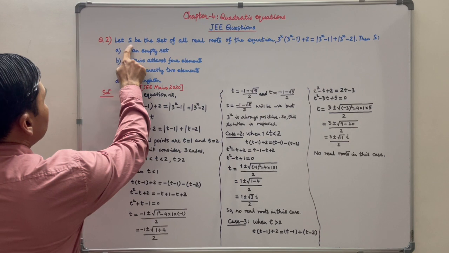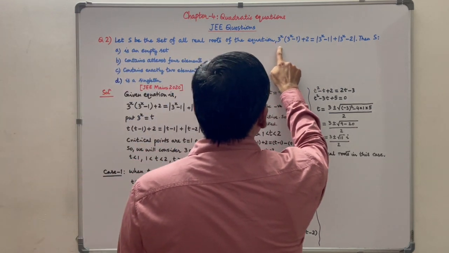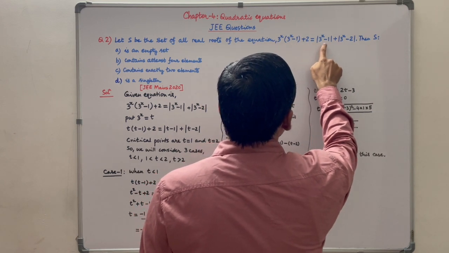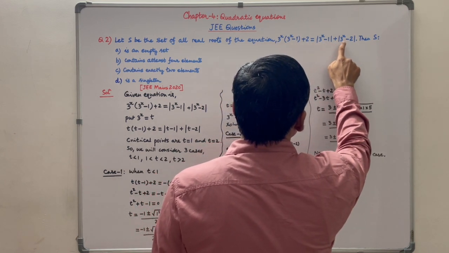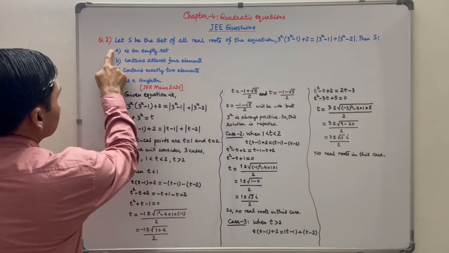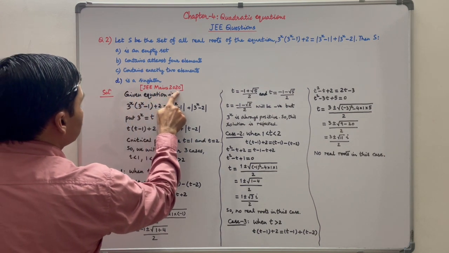Second question: let S be the set of all real roots of the equation 3^x(3^x − 1) + 2 = |3^x − 1| + |3^x − 2|. Then S is. These are the options given. This question was asked in JEE Mains 2020.